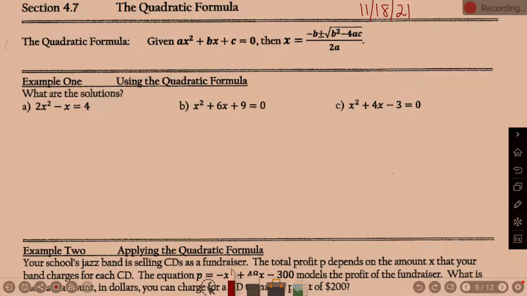Okay, quadratic formula. Given ax squared plus bx plus c equals 0. So with the quadratic formula, just like factoring, we need to equal 0. Period, end of statement. Then we can use the quadratic formula: x equals negative b plus or minus the square root of b squared minus 4ac, all over 2a.